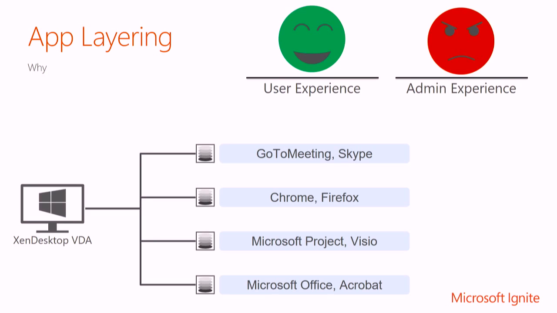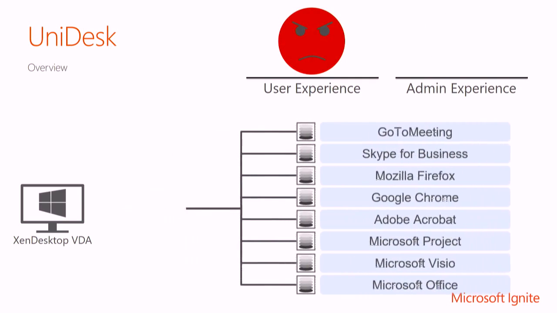Do I recreate it from scratch? Do I open it up and patch that app, or uninstall it and put the other layer in? What happens if I don't want to give someone GoToMeeting and Skype? How do I manage those layers? It just becomes another administrative overhead. So the user experience is good again, but the admin experience is bad. And this is where Unidesk is quite unique.